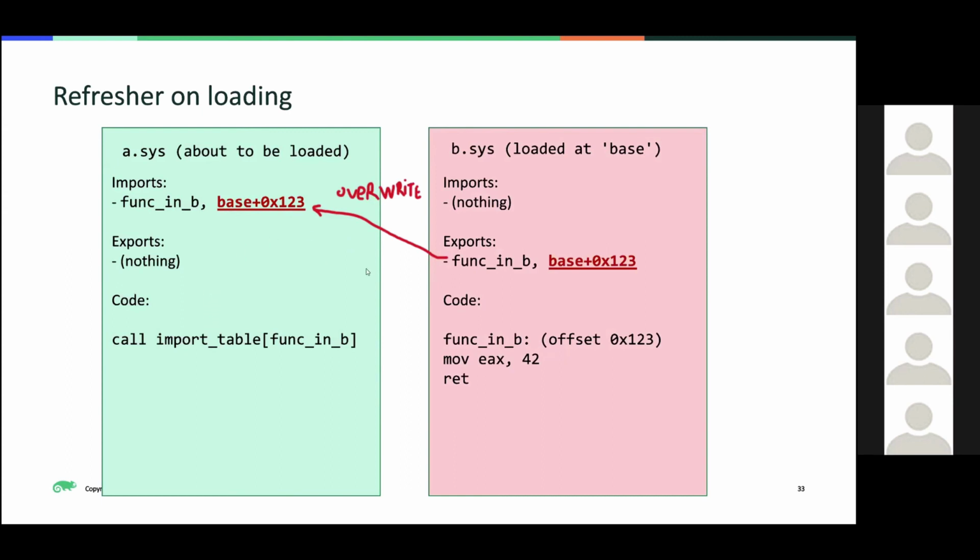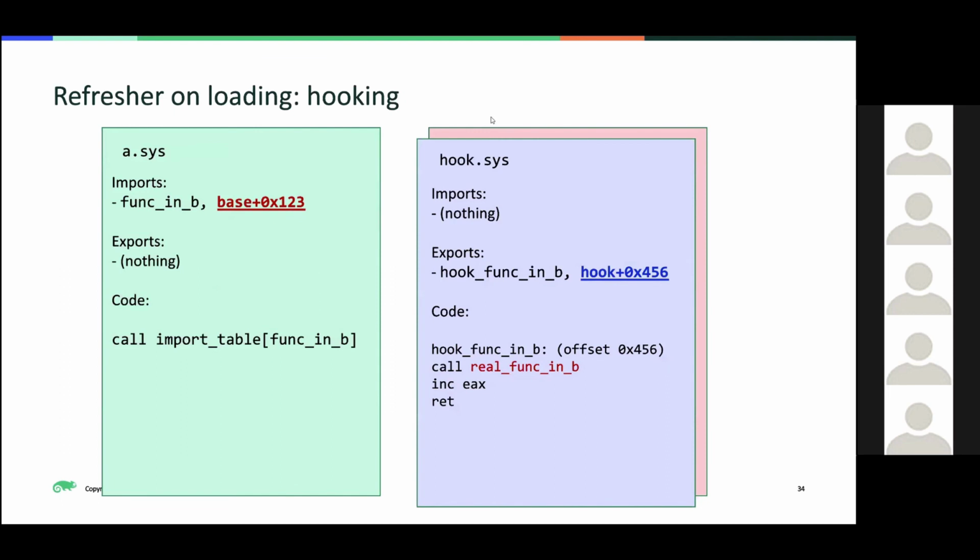Okay, so how do we hook into this? Let's assume we have a third module called hook. It doesn't import anything. It exports a new function called hook function b. What this function does is it calls the real one. In this case, it will just increment, so whatever function b does, it will just return 1 plus that, basically. It's a simple wrapper. So it exports this function.